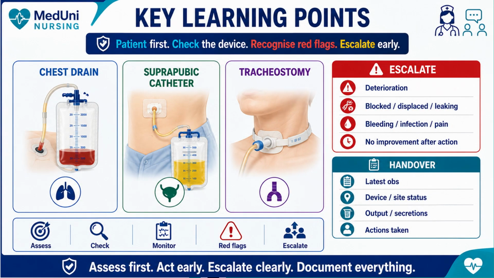Let's bring everything together. Chest drain, suprapubic catheter, or tracheostomy. The approach is the same. Patient first, device second. Red flags early, escalate safely. Pause and ask yourself, is the patient deteriorating? Is the device blocked, displaced, leaking, or bleeding? Is there infection, severe pain, breathlessness, or no output? Do not be reassured by a device that looks fine if the patient looks unwell.